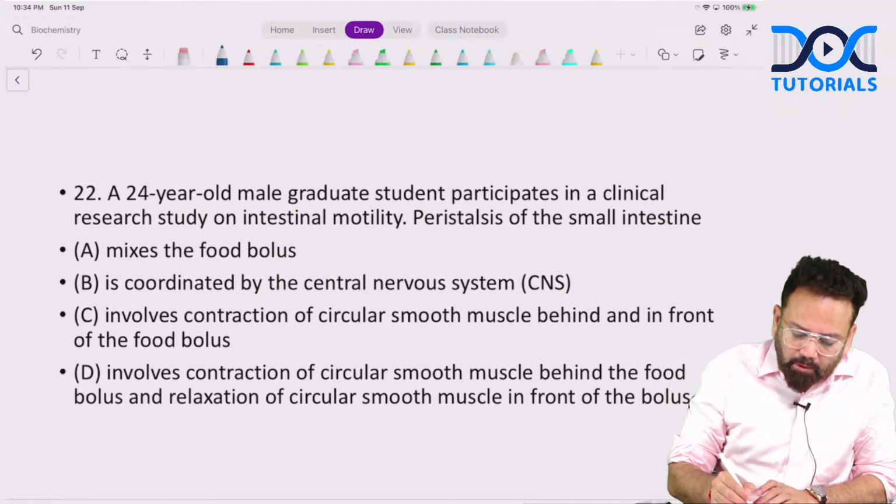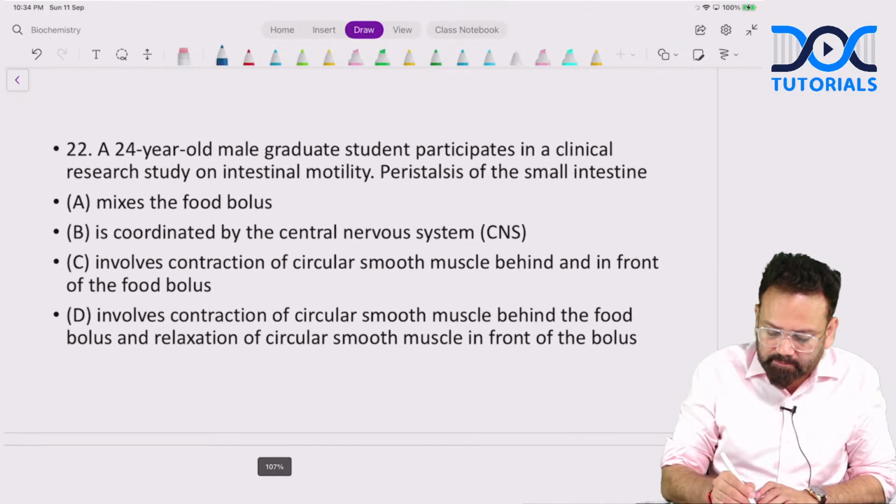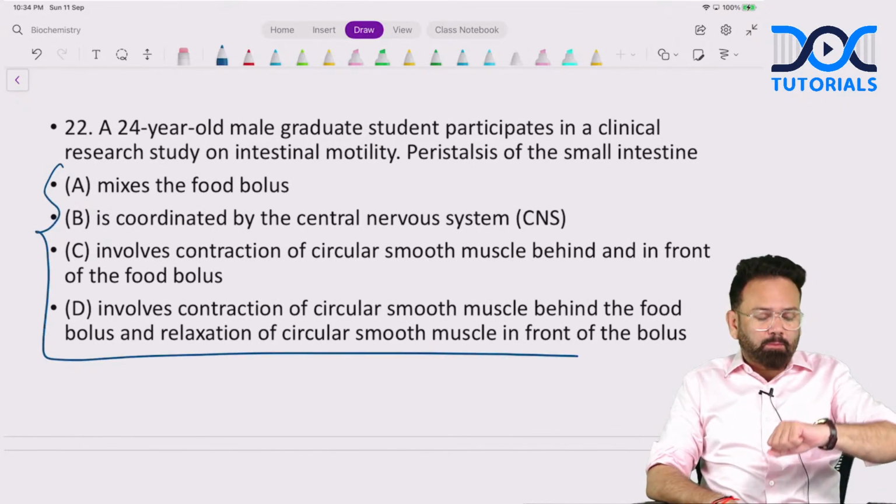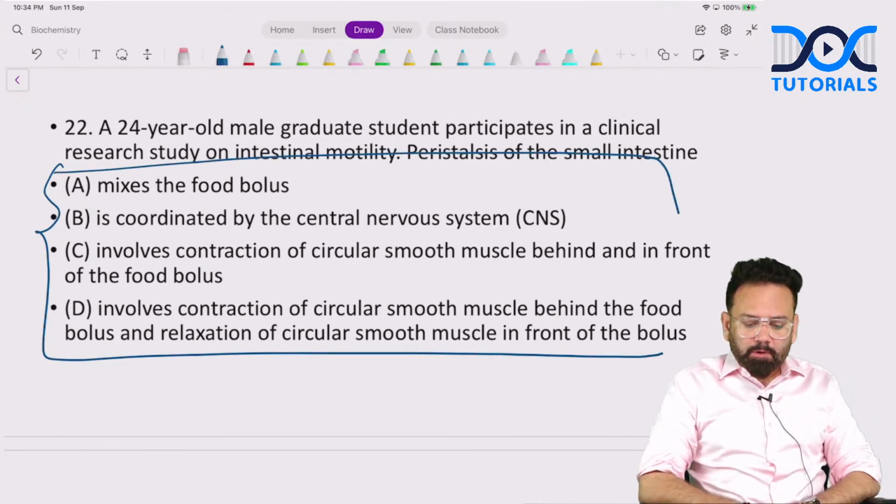What is the mechanism of peristalsis? I will take 10 minutes more. It will be finished.